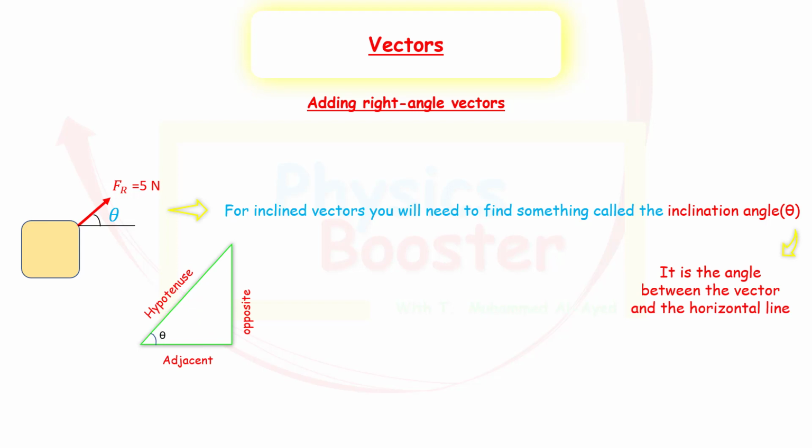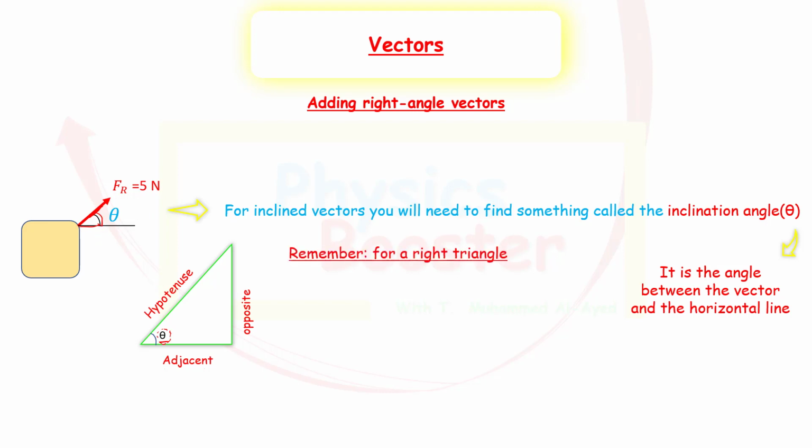Now, remember that if we have a right angle triangle, we have the adjacent to this angle. Let's say we're studying this angle, angle theta. We have the adjacent, the opposite, and the hypotenuse, okay? First of all, we must keep in mind that the angle theta is the angle between the vector right here and the horizontal line. So it's this angle right here, okay?